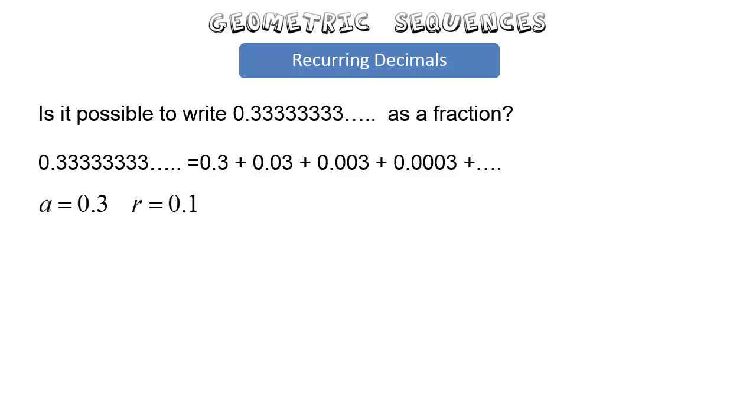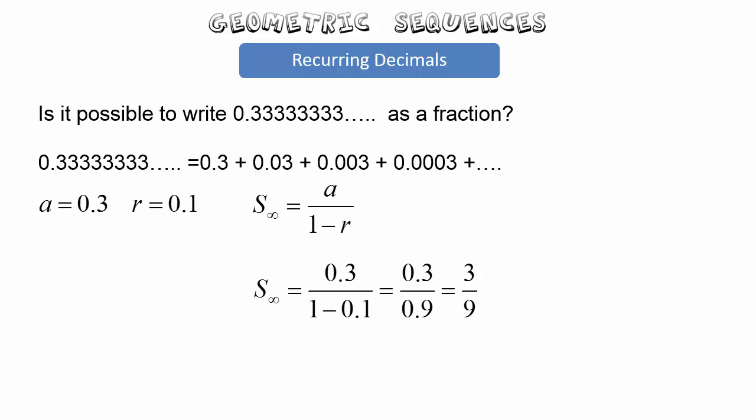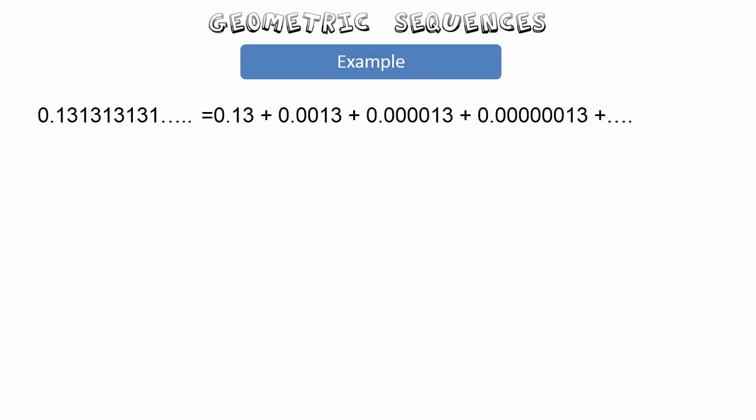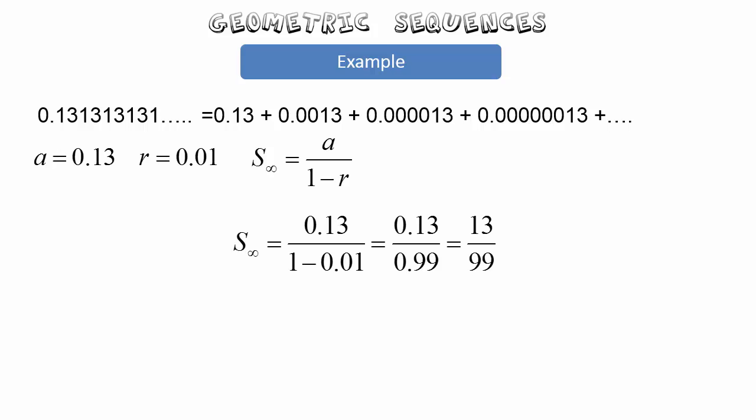In this case, the first term is 0.3, the common ratio is 0.1. Our infinite sum formula becomes, for these values, 3 over 9. So 0.333 and so on as a fraction is 3 over 9. And I won't simplify that to a third because we need to remember that for what will happen in a short time. Let's suppose we want to write this recurring decimal as a fraction. You can see that we have two digits repeating, 1 and 3. We can split it up into an infinite geometric series. This time the first term is 0.13, the common ratio is 0.01. Making the substitution, the infinite sum becomes 13 over 99.